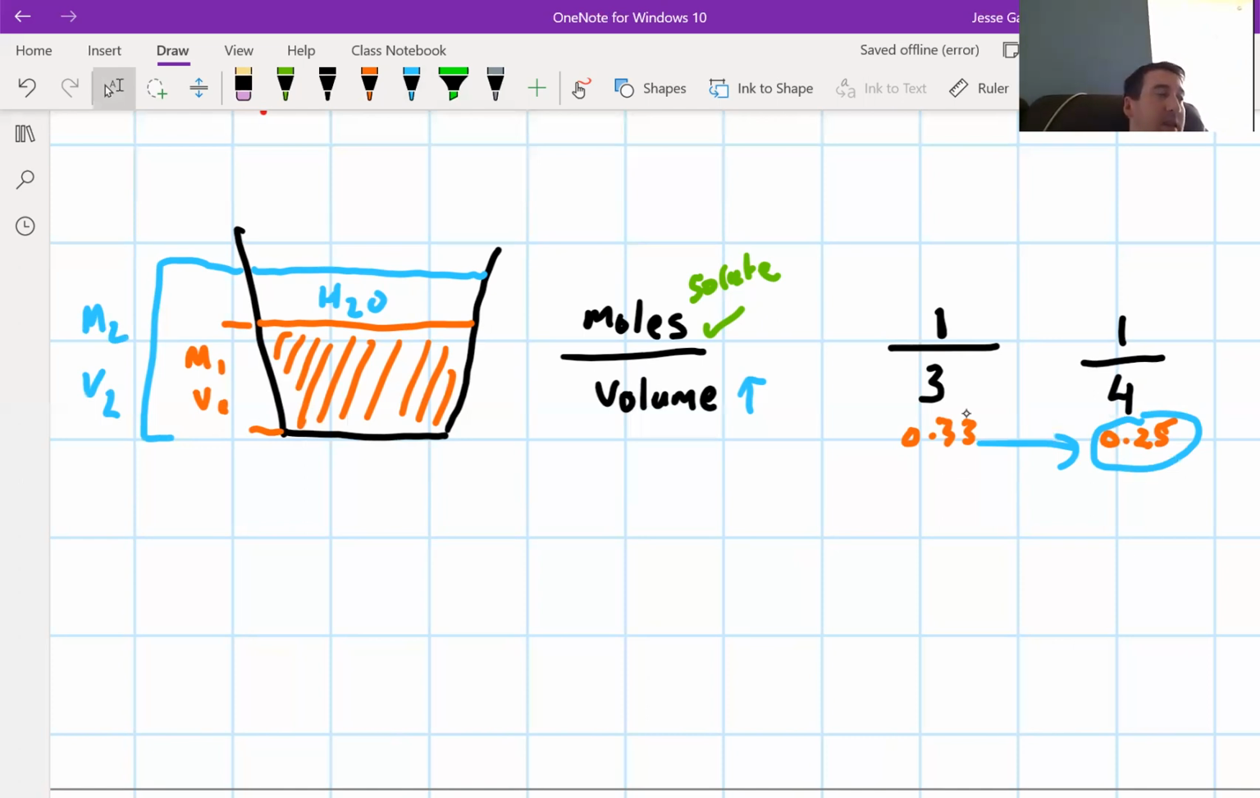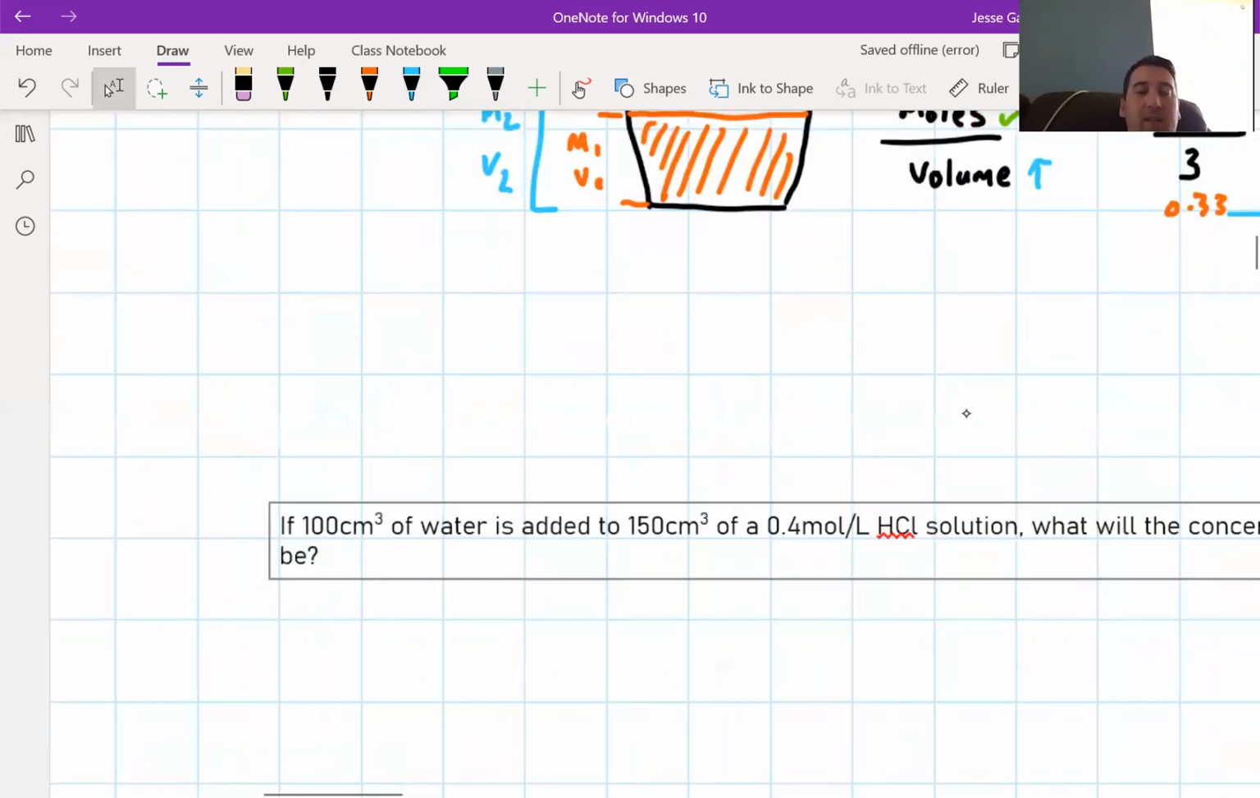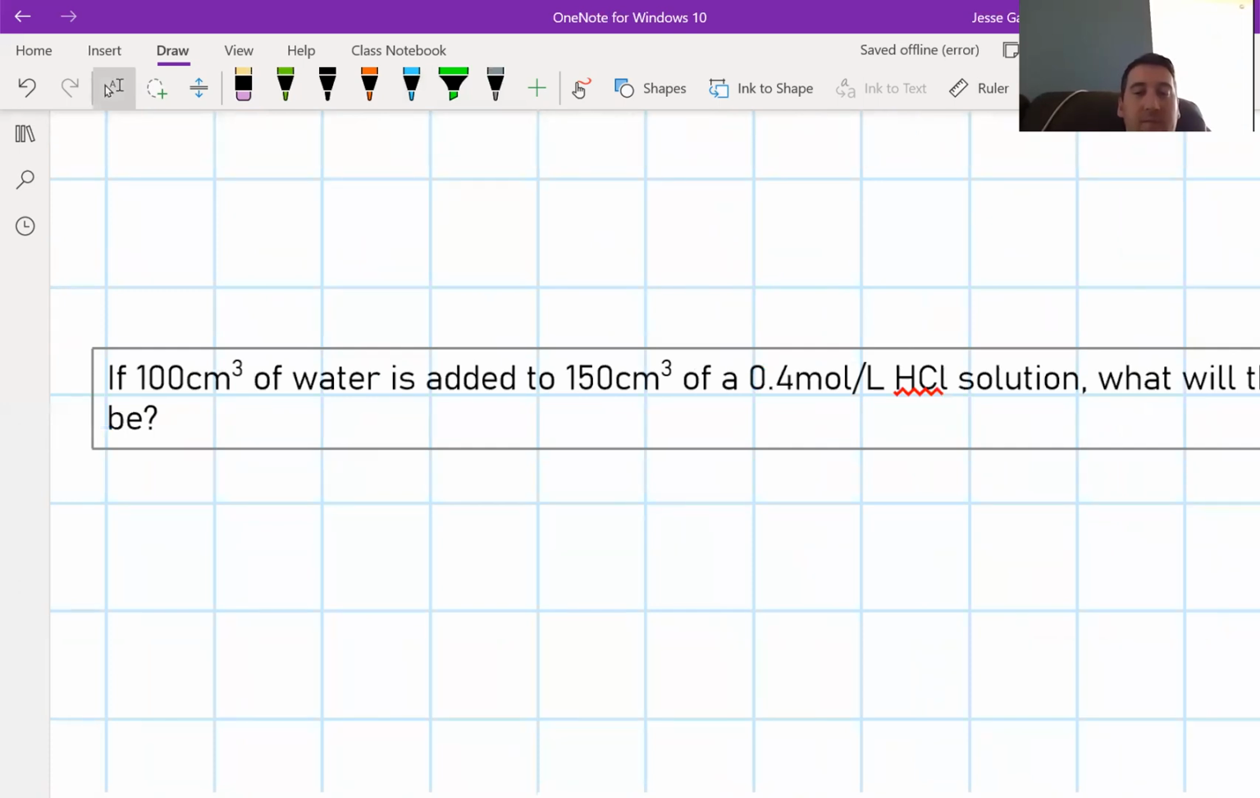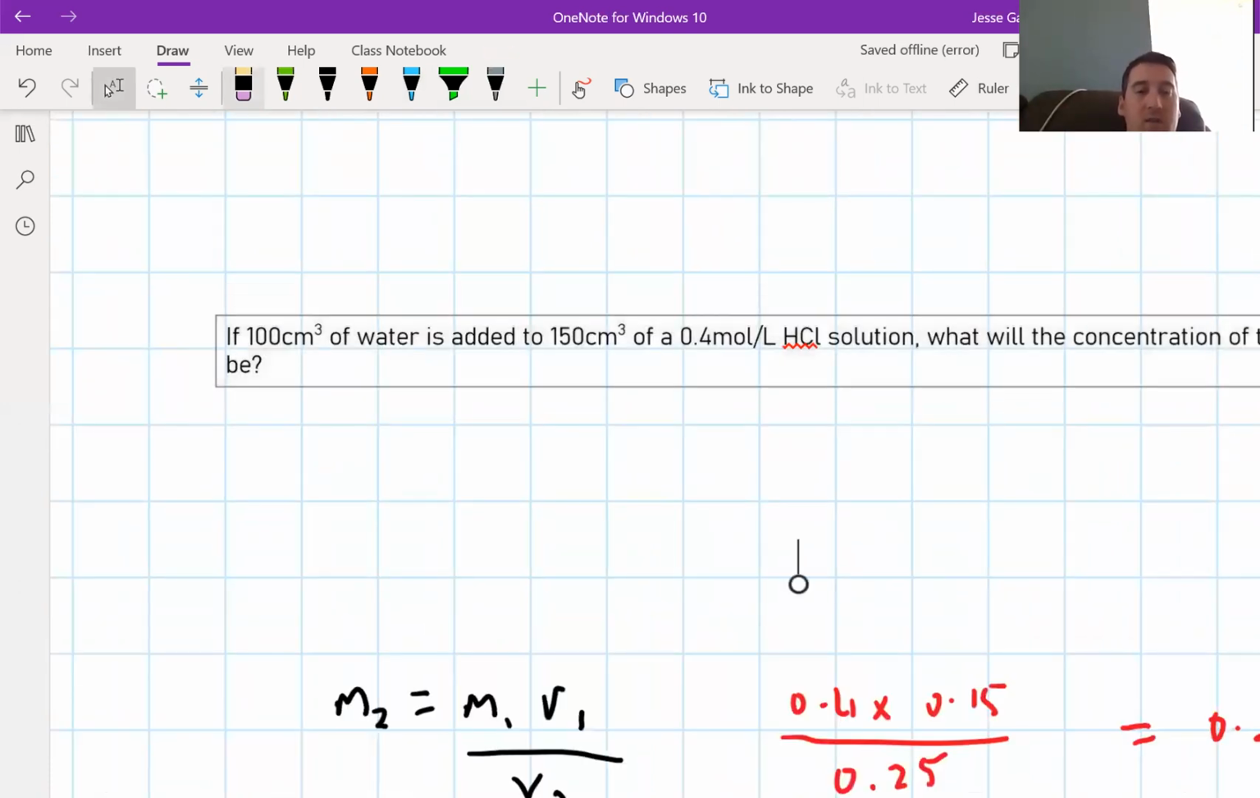So how do we think about this in terms of solving problems? Well, there's a couple of ways we can do it. Let's say we take a problem like this. I'm going to get you guys to pause the video and read it carefully. Apologies, I just need to pause the video for a second.